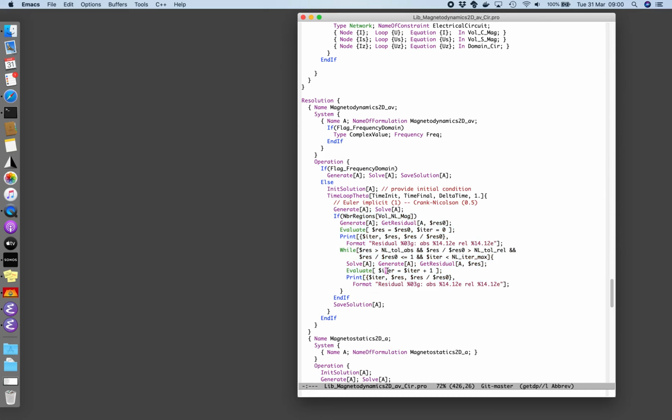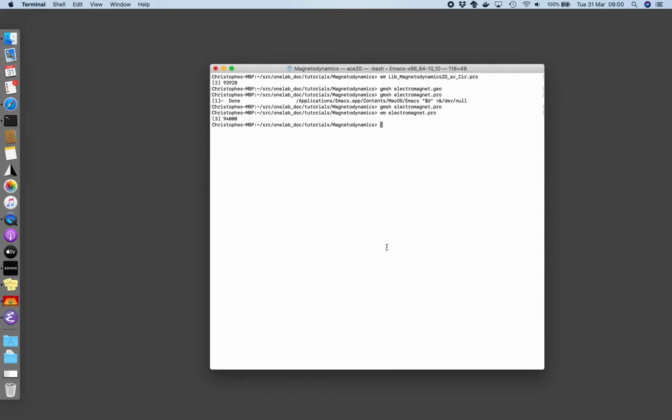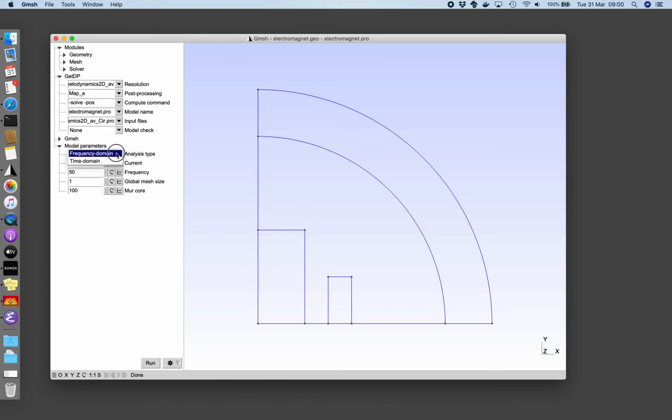For now, everything is linear, so at each time instant, you generate, you solve, and then you also save the solution. And actually, that's it. So let's have a look at how this works. Let me close this and reopen the file. Frequency domain, let's solve in the time domain.